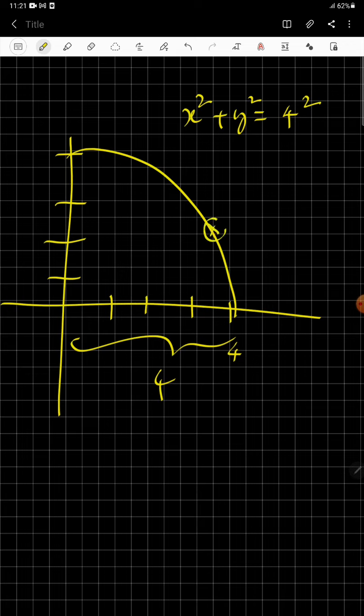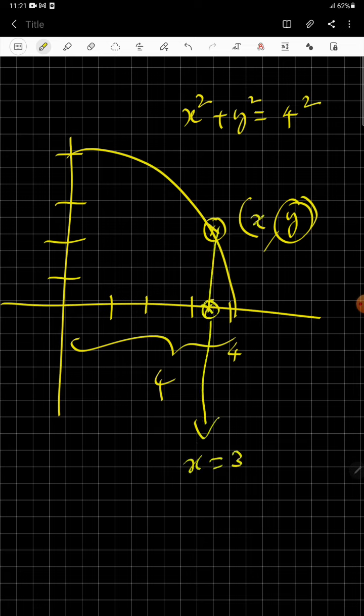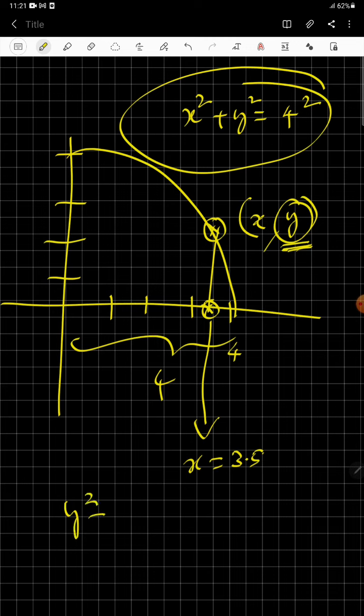If I want to know what is y here for this x value, for example x is equal to 3.5, if I want to know what is the y value, then from this equation y square is equal to 4 square minus x square, then y is equal to plus or minus under root of 4 square minus x square, that is 16 minus x square.